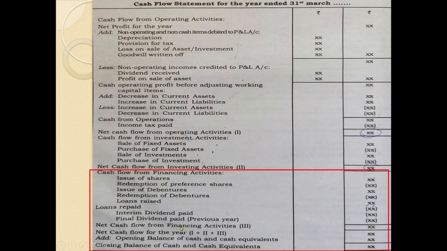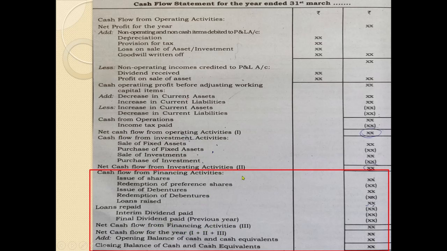So net cash flow from financing activity, you have to find out the total. Likewise, you need to find the totals of these three areas. Once you have found the totals of these three areas, you need to again show a total amount, like net cash flow during the year. Net cash flow during the year is 1 plus 2 plus 3. 1 is net cash flow from operating activity, 2 is net cash flow from investing activity, and 3 is finally net cash flow from financing activity.